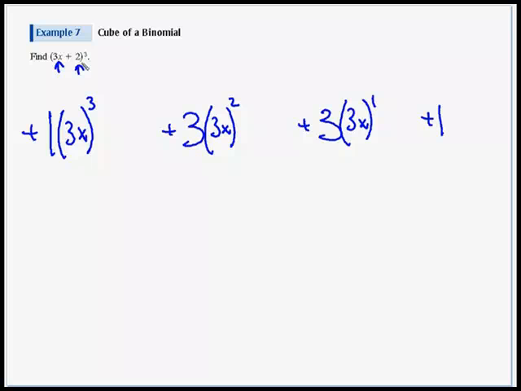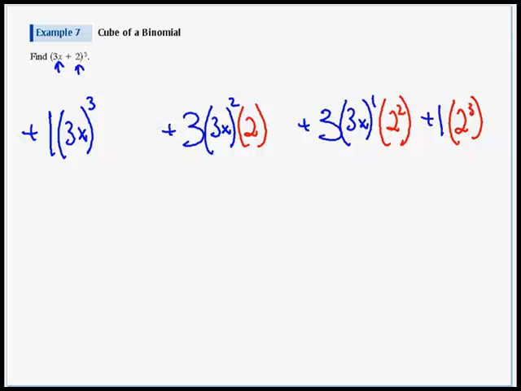Now I'll switch over to red. Here is my second term, 2. And this is to the third power. So here I'm going to have a 2 to the third power. Here I will have a 2 squared. Here is 2 to the first, and here would be 2 to the 0, which is 1, so it's not going to change what we already have here.